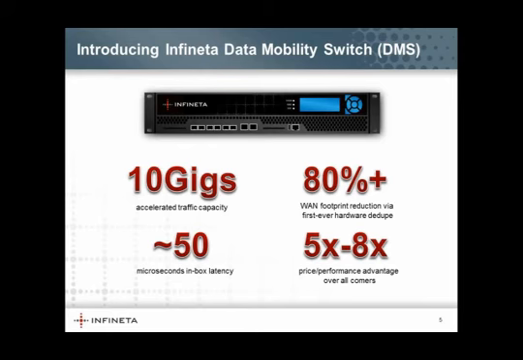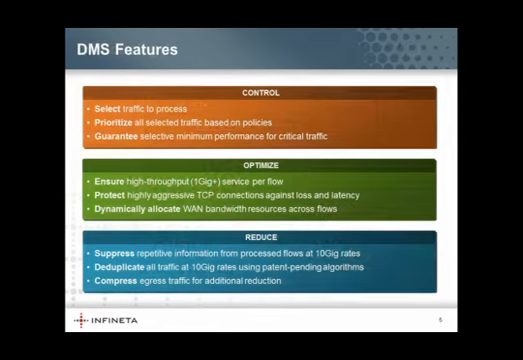So let me talk about the feature set that the DMS carries. There are basically 3 legs to this product: control, optimize, and reduce. We call this our core feature set, COR. Control entails identifying the traffic that the customer would like us to accelerate, prioritizing it on business policies, and ensuring minimum performance guarantees for select traffic in the network.